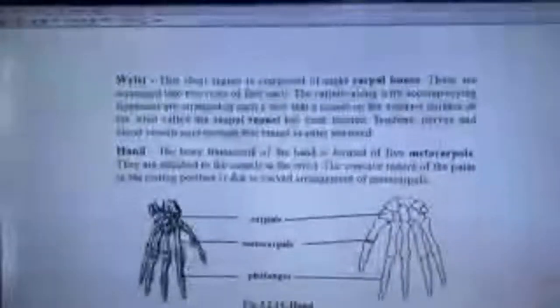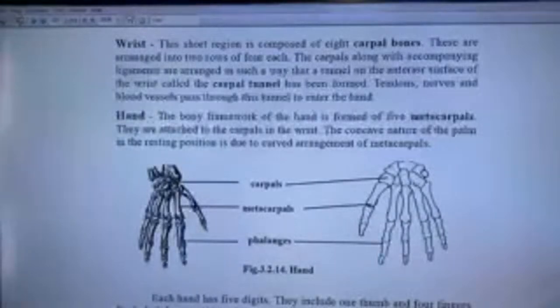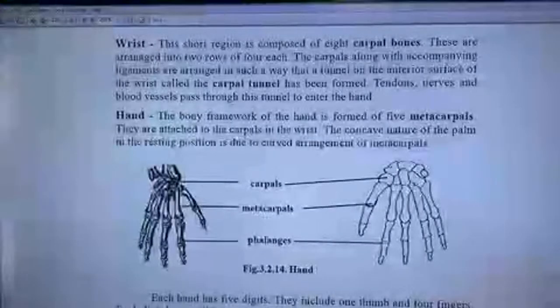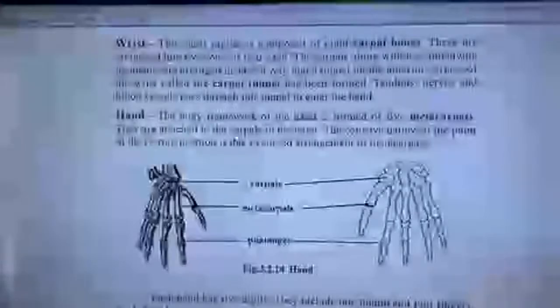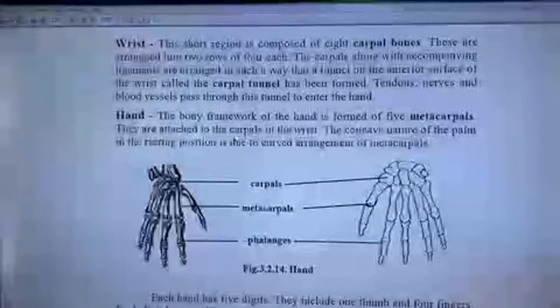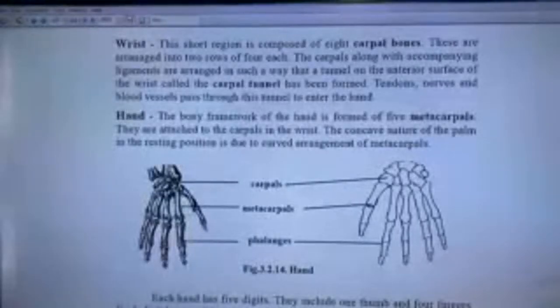Wrist. This short region is composed of 8 carpal bones. These are arranged into 2 rows of 4 each. The carpals along with their ligaments are arranged in such a way that a tunnel on the anterior surface of the wrist, called the carpal tunnel, is formed. Tendons, nerves, and blood vessels pass through this tunnel to enter the hand.